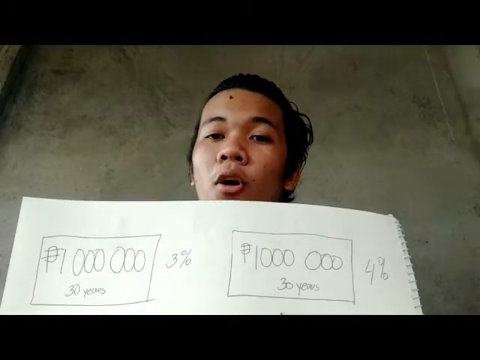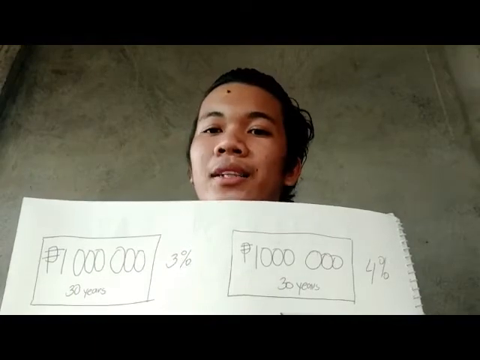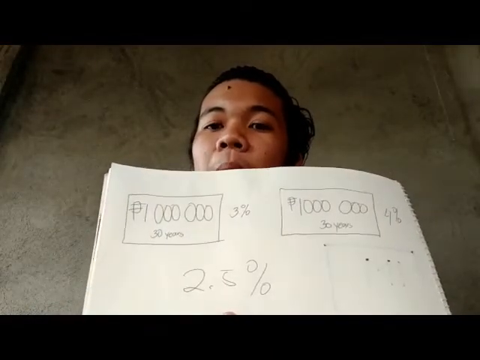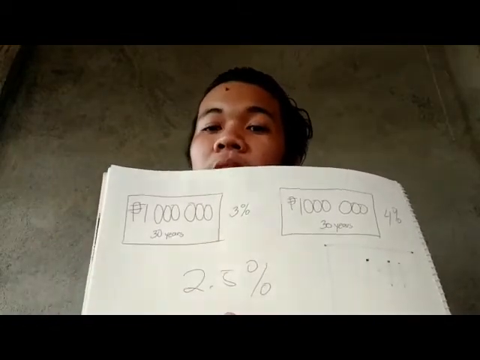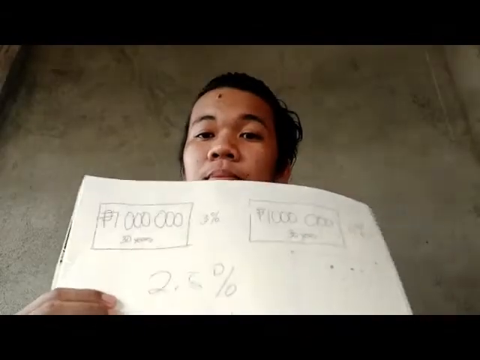Pero, pinagpatuloy pa rin ni Mr. Go ang pag-hold ng kanyang bonds at after 10 years, bumaba ang rate sa 2.5%. Kung kaya't, mas pipiliin na ng mga buyer ang 3% interest rate ng kay Mr. Go's bonds kaysa sa 2.5% rates. Yon ang magpapataas ng value ng bonds ni Mr. Go at mas tataas ang presyo ng kanyang bonds higit sa 1 million sa secondary market.